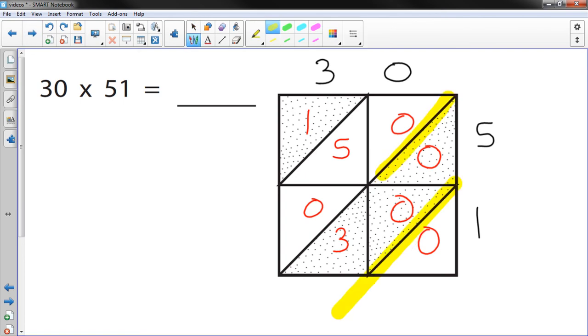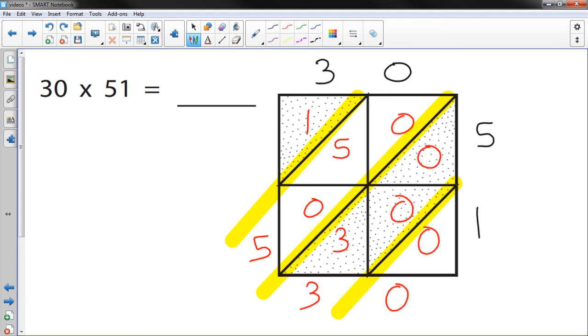Now I got these diagonal rows that I'm going to add. 0. 3 plus 2 zeros, that's just 3. There's just a 5 in there. And there is a 1 in my thousands place this time. So the answer to this is 1,530. And I just put a comma there and I'm done.